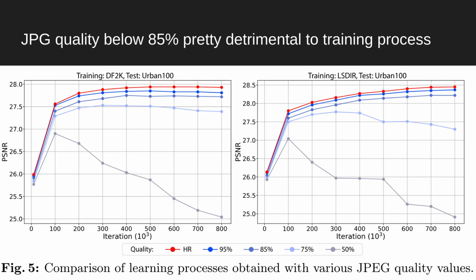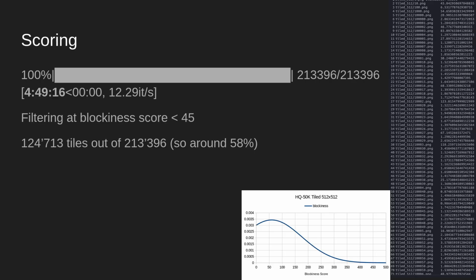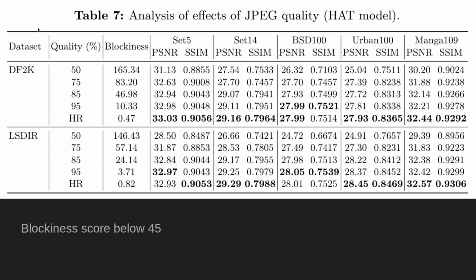That's kind of the problem I have. I want to filter datasets. My goal, what I showed here, is of course, if I add JPEG compression at 75%, then it's detrimental to model training. But I don't want to add compression to my dataset. I want to score it and then have some cutoff score where I know, well, now my dataset is safe. So what I tried is, they showed here the DF2K and LSDIR, and then the blockiness.